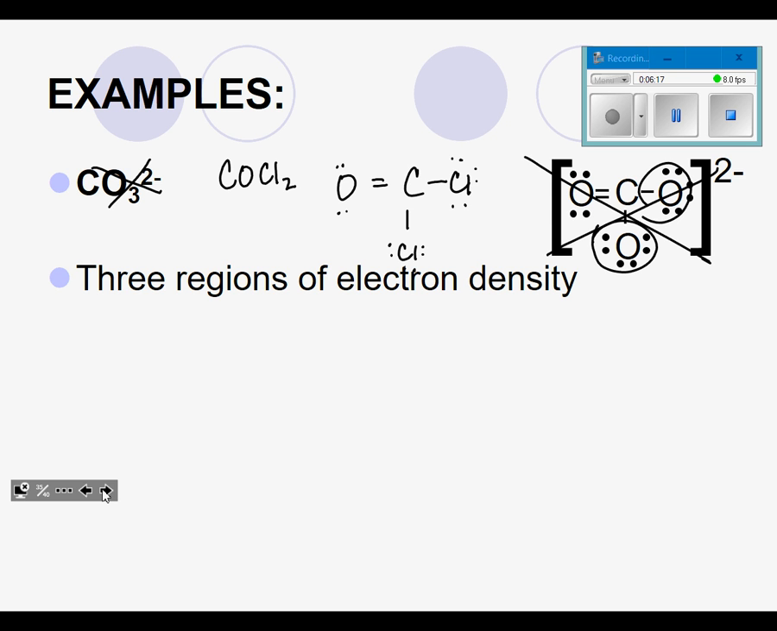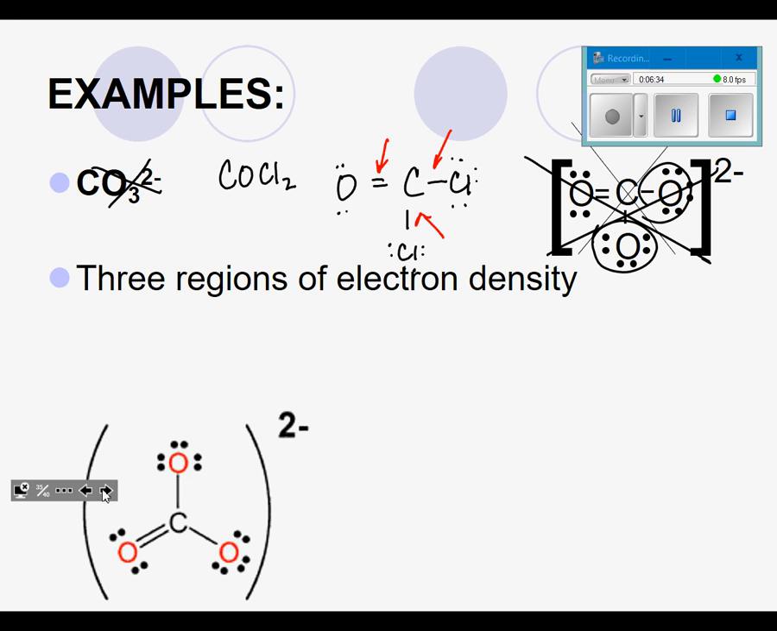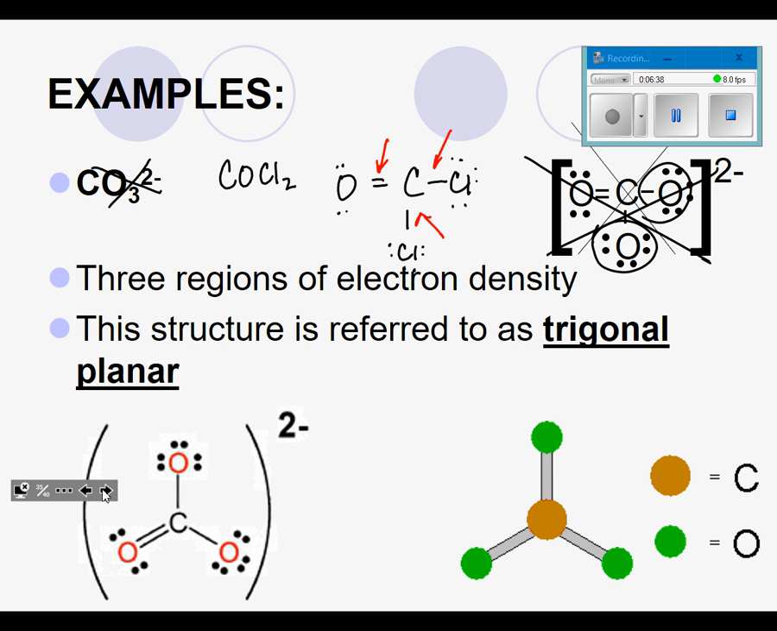But there are three regions of electron density, and the three regions would be here and here and here. Those would be where those bonds are taking place. Notice there are no lone pairs on the central atom, and this is going to be referred to as trigonal planar, or trigonal planar. You can say it either way.